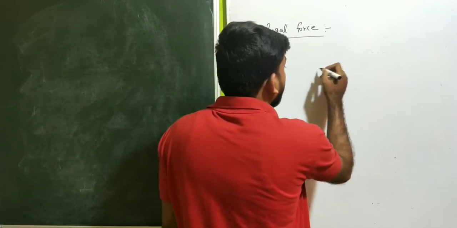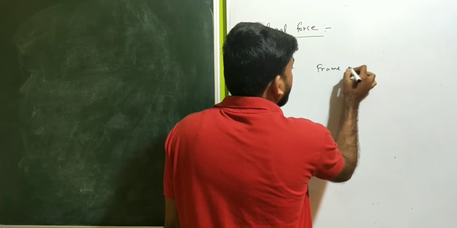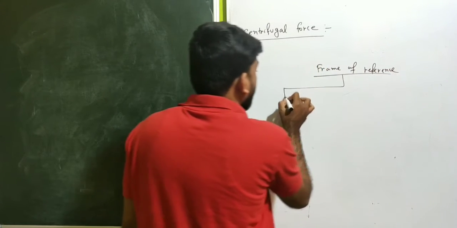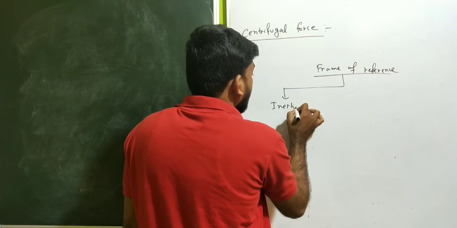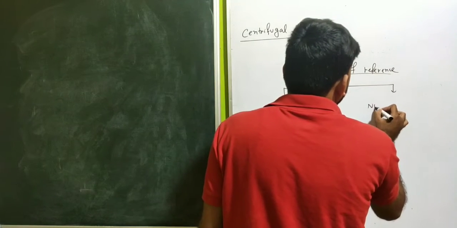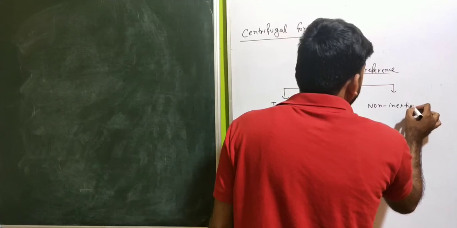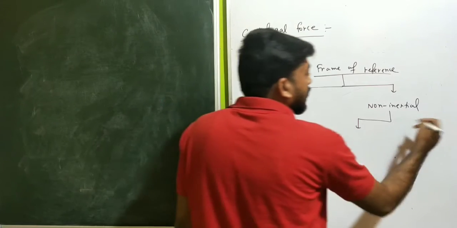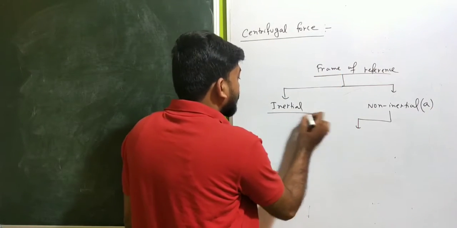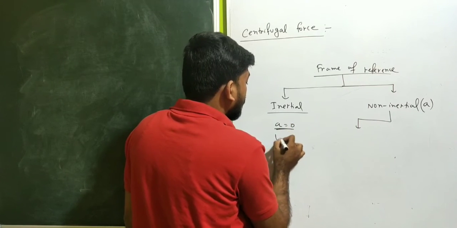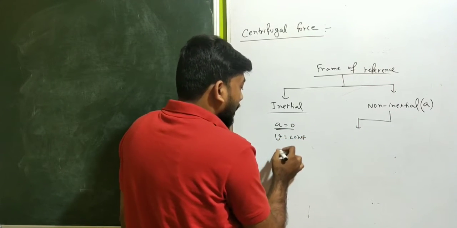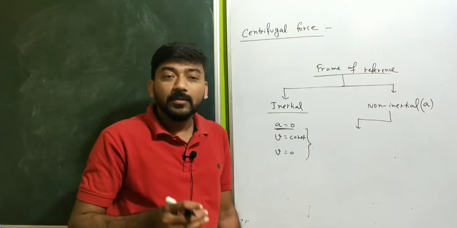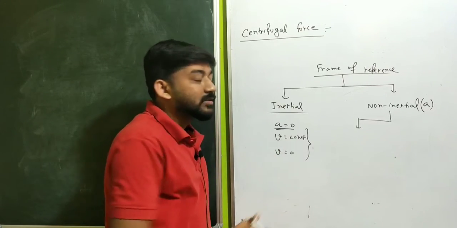So we have two kinds of frame of reference. We have discussed this earlier. One kind is the inertial frame of reference, and another is non-inertial. Inertial frame means the acceleration is 0, so v is equal to constant, as well as sometimes v is equal to 0 also. So when the frame itself is at rest, or the frame is in motion with constant velocity, then this is called an inertial frame.